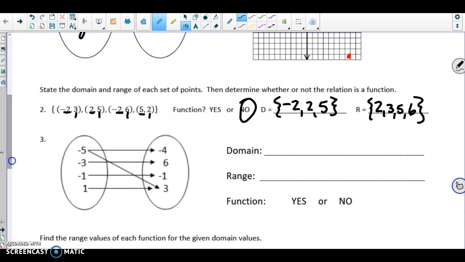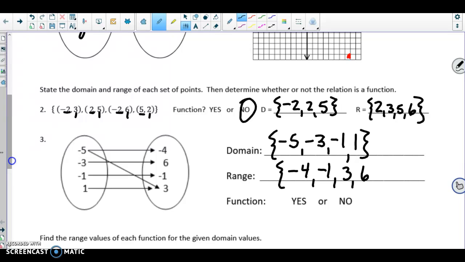Looking at number 3, my domain. Look at that. They already have it in order for me, so all I have to do is write it out. It's going to be -5, -3, -1, and 1. And my range, they don't have it in order, but I can go ahead and put it in order. It's going to end up being -4, -1, 3, and 6.